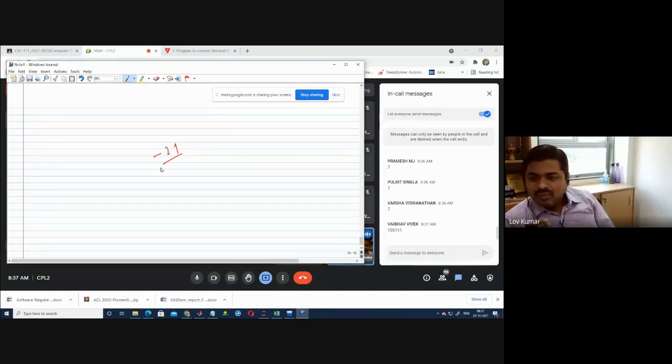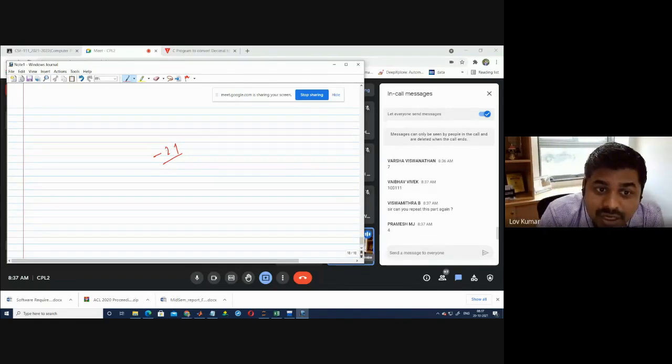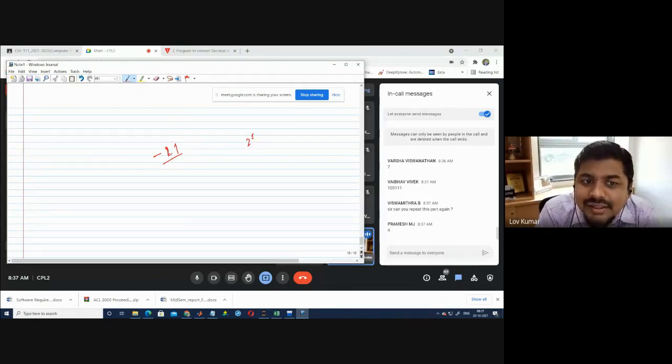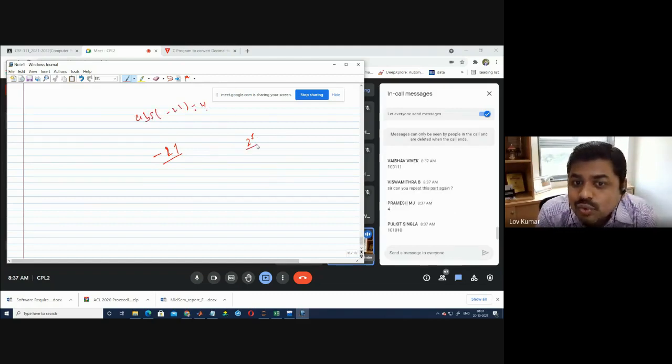How to write it? What is the minimum power of 2 such that the power is slightly greater than 21? We take the absolute value, meaning minus 21 becomes 21. So what is the value we are getting? 2 to the power 5. Now we will write the 5th position: 5th, 4, 3, 2, 1, 0. In the 5th position, we are writing 1.